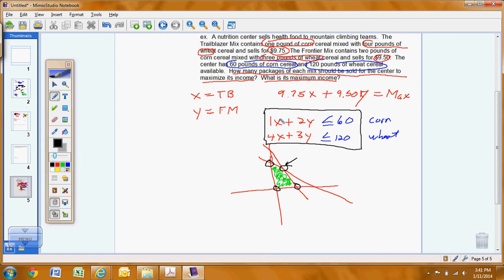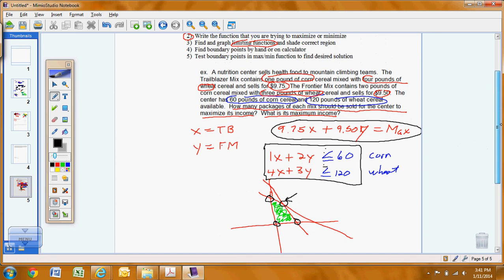Otherwise I would have to use either substitution or elimination to solve this, treating these as equal signs because I'm trying to find out where they cross. And once you have those, you take all 4 of those points and try them in the maximizing function and see which one gives you the biggest income. That's just the general gist of a linear programming problem. So make sure you know how to do that, or remember that step-by-step process.